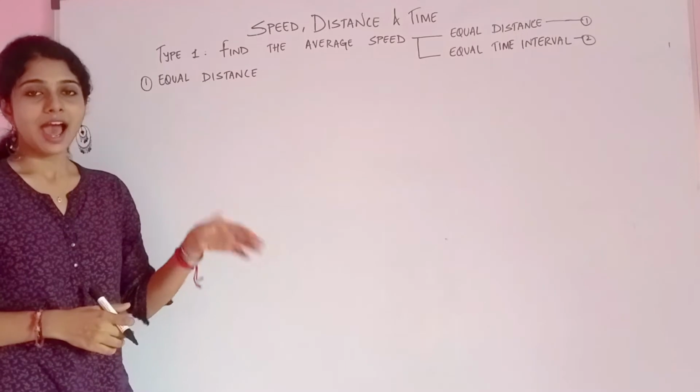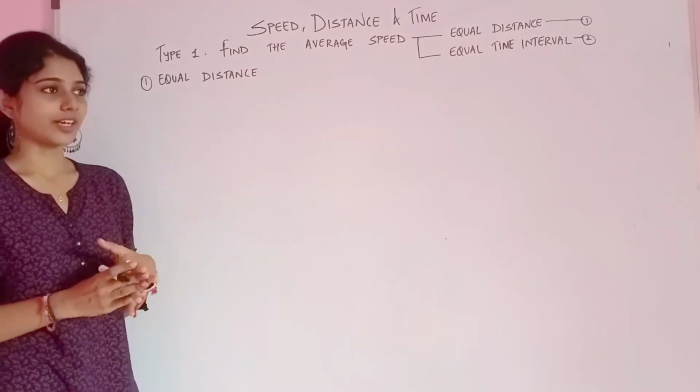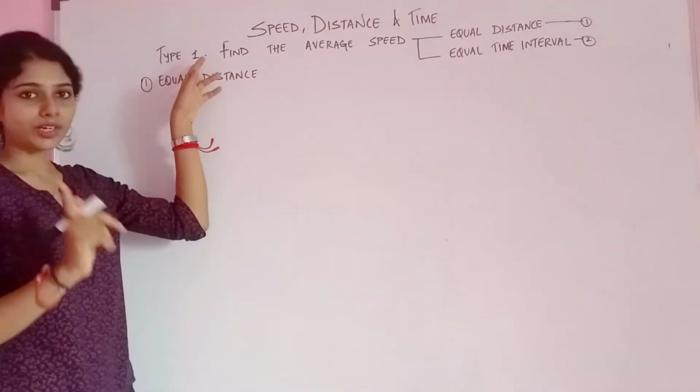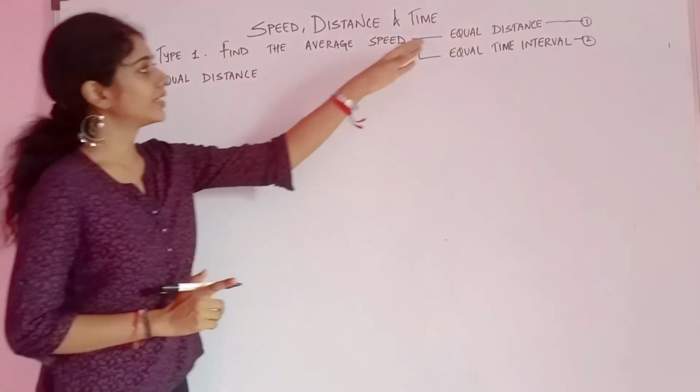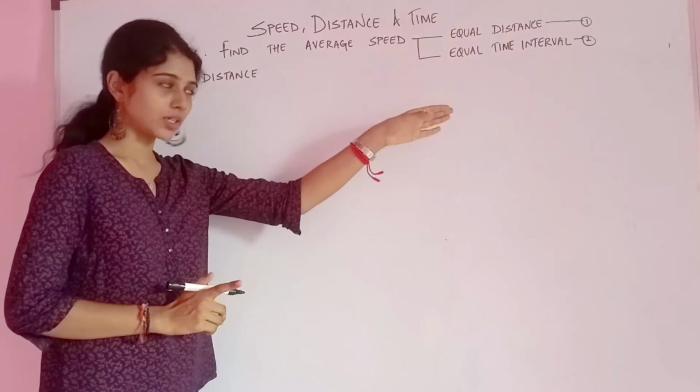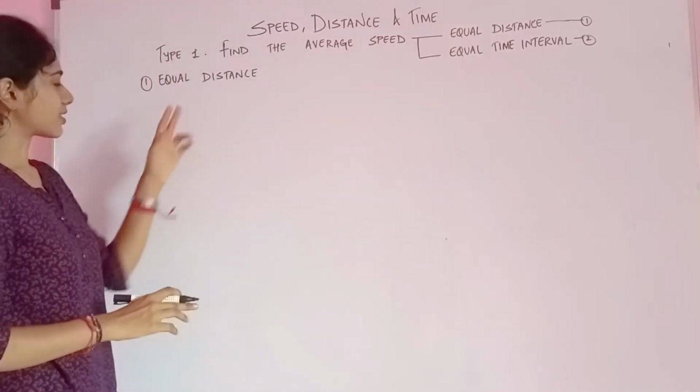Basic conversions, and we also cover the constancies question, right? So right now let's start with the type 1 kind of question, that is find the average speed. It can be subcategorized as equal distance problem or it can be equal time interval problem. Let's start with the equal distance.